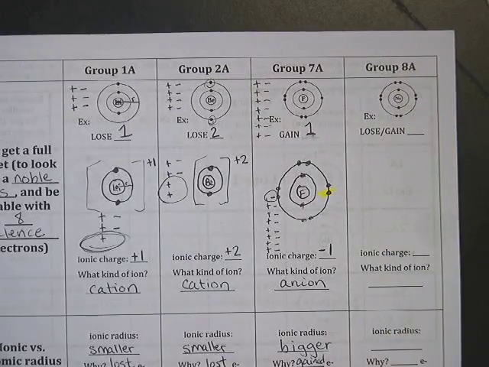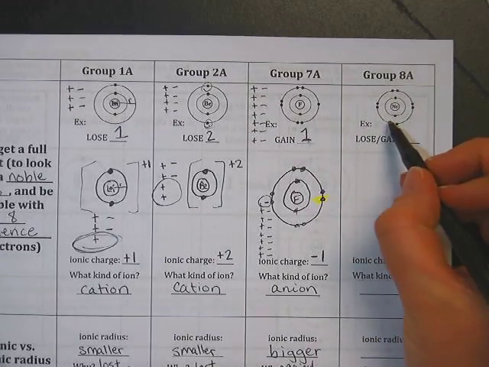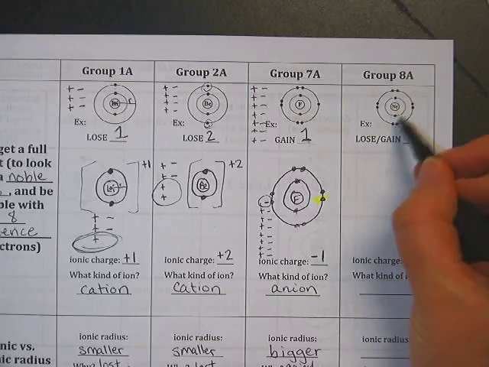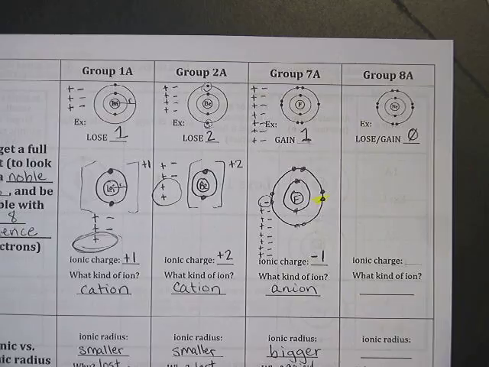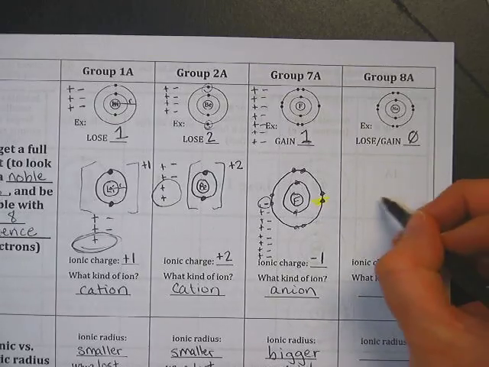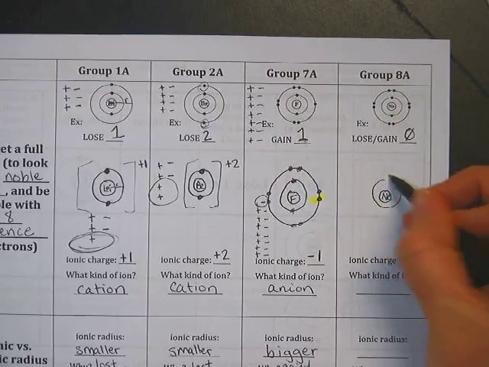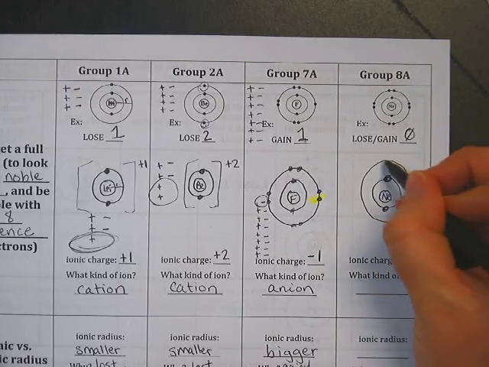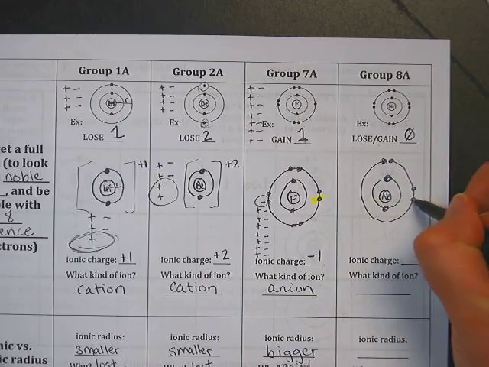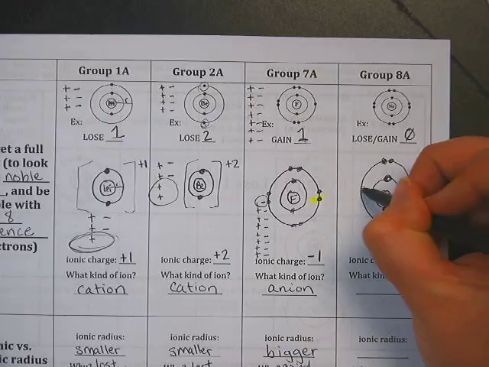Okay, group 8A is a noble gas, so it's already stable. It's gonna lose and gain 0. So there is the same number of electrons and protons before and after, because there is no after. They're not going to change. They're not going to react.